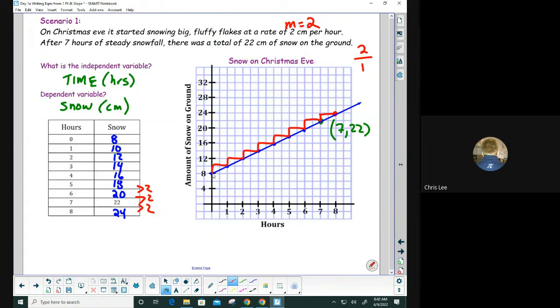And we get to this point here, which is the y-intercept, the flat rate, the b, the initial value, how much snow was on the ground before we started keeping track, before the time started, before it started snowing.